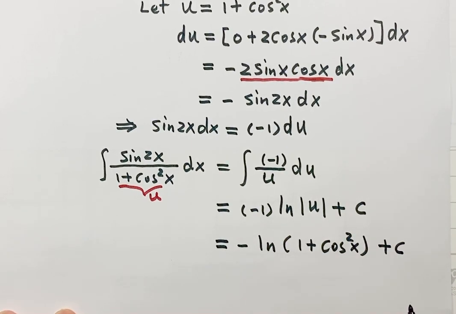In case you're wondering how come the absolute value sign disappeared, it's because 1 plus cosine x squared is always bigger than 0. So that's why we don't need the absolute value sign. So that is the answer for this question.